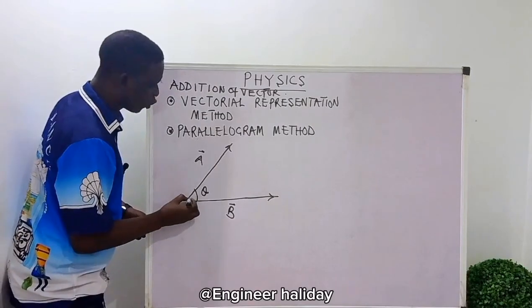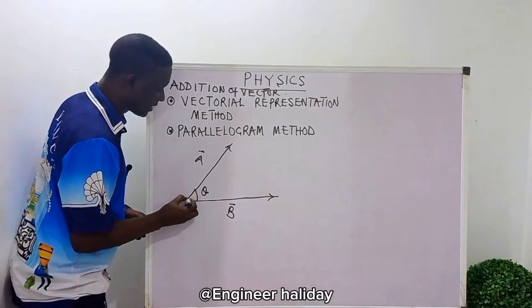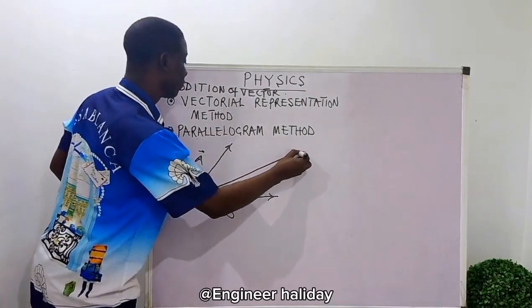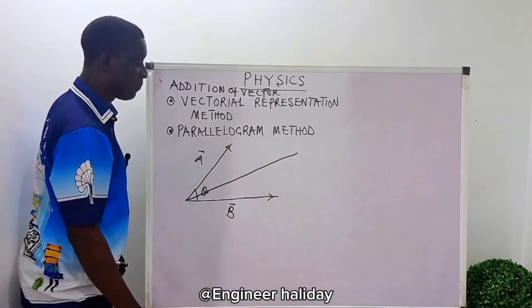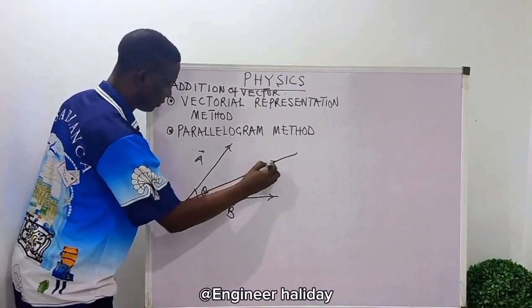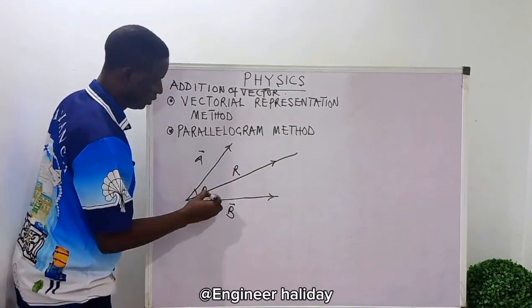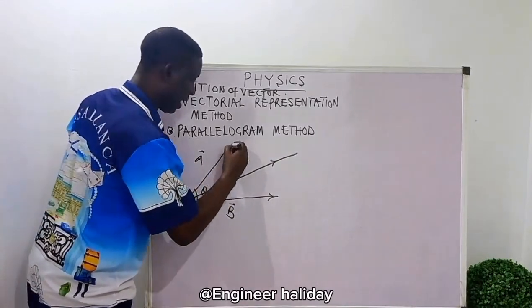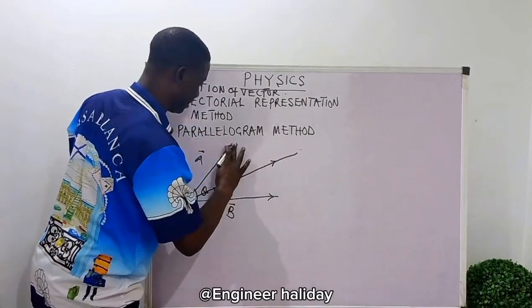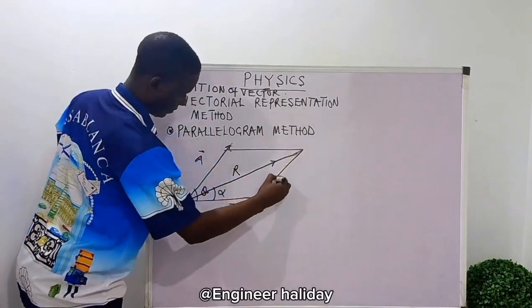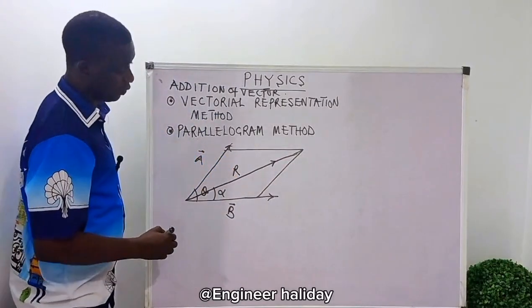It says the resultant force or resultant vector is drawn from the common point, represented by a diagonal in magnitude and direction. You can see the representation as direction. Now let's close the parallelogram. Let's complete it. We have this, then we have this. We have completed the parallelogram like this.